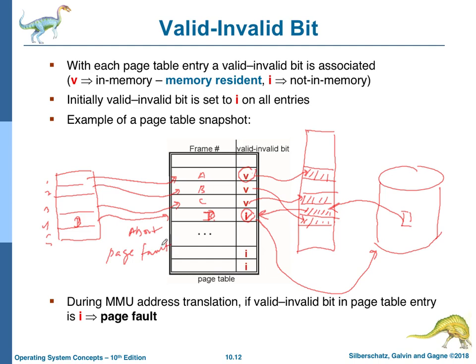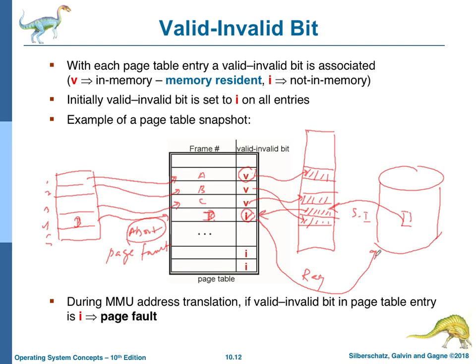When a page fault occurs, we perform the abort operation, and then we request this page from the secondary storage. Once the secondary storage finds this page, it will be swapped in from secondary storage to the main memory, and we will update this entry.